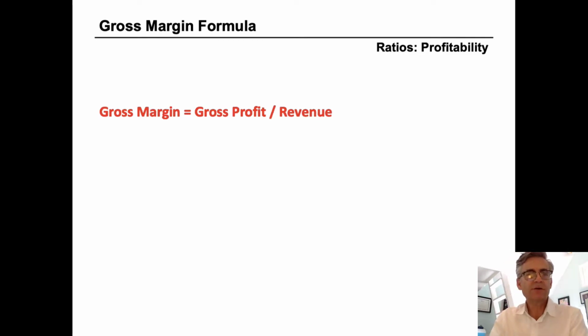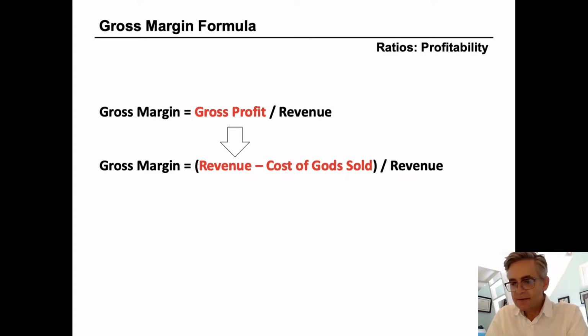Okay, we're going to look at gross margin. The formula for gross margin is gross profit divided by revenue. It's one of our primary profitability ratios. And of course, we can recall that gross profit is simply revenue minus cost of goods sold. So we can express gross margin as revenue less cost of goods sold, all divided by revenue.